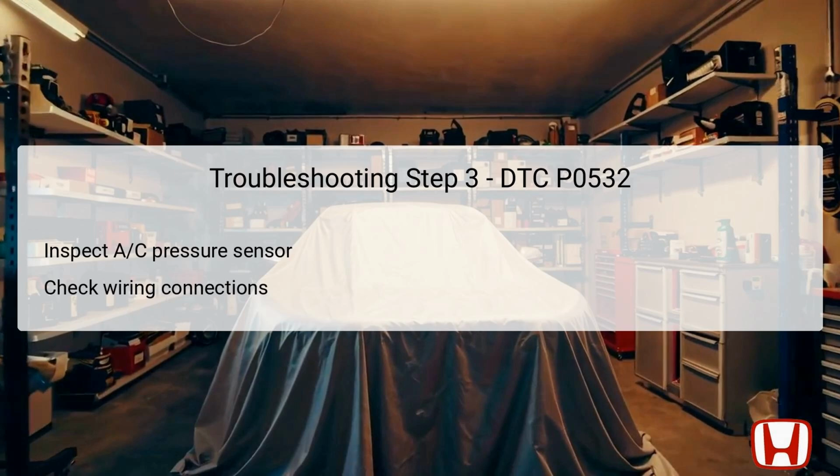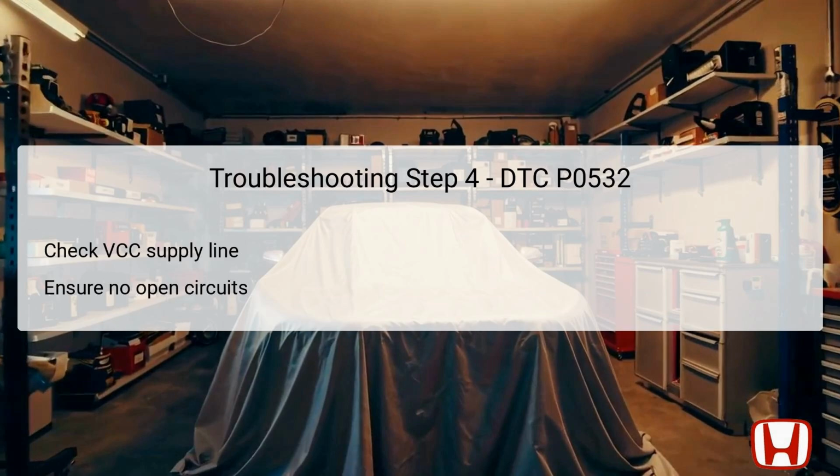Additionally, using a multimeter, check the voltage readings being produced by the sensor itself during operation. These readings should align with expected parameters defined by the manufacturer. This step is crucial as it allows for verification of the sensor's functionality and ensures that the PCM receives accurate data for effective climate control system management.